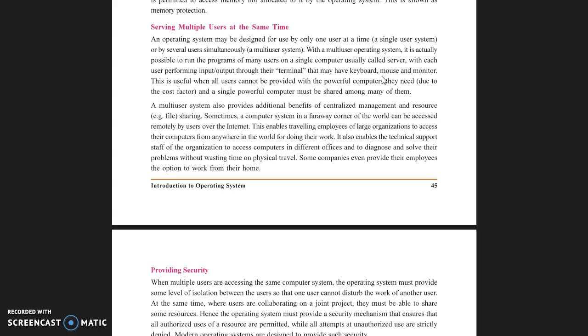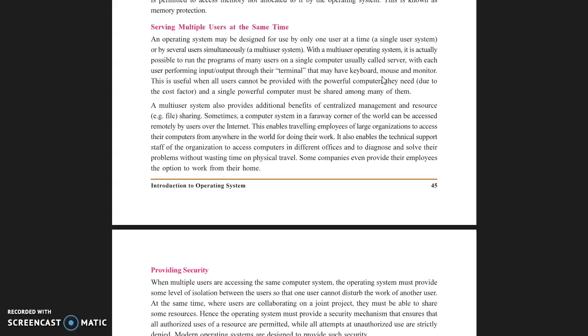I hope this first paragraph is clear. Single user, where a single user works. Multi-user, where with a single system, multiple users work. Now the second paragraph: a multi-user operating system also provides additional benefits of centralized management and resource sharing. So this is the best example of a multi-user operating system.